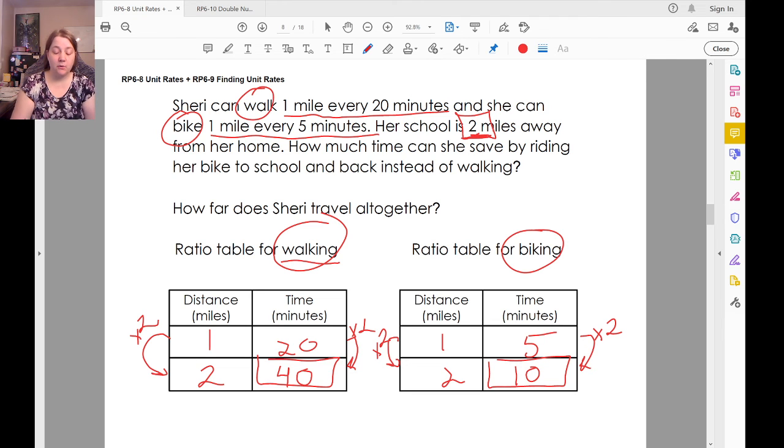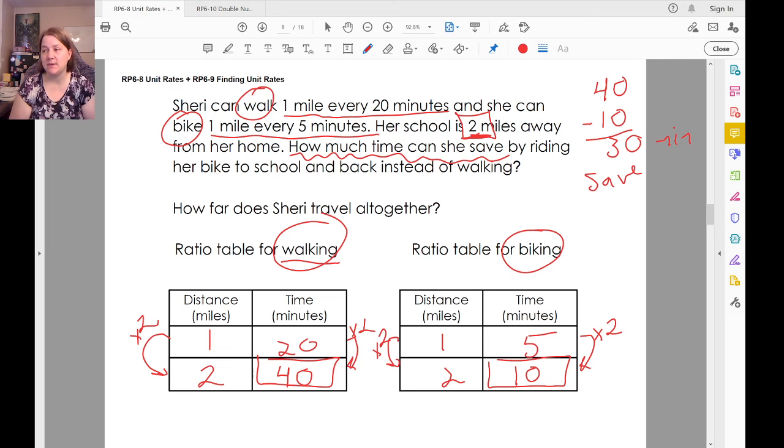Awesome. But the question was, how much time can she save by riding her bike? So let's take that 40 minutes that she would be walking. Anyways, it's only going to take her 10 minutes. So let's take that 10 minutes out. And that would save her 30 minutes. 30 minutes saved. That should say min. Not the point. 30 minutes saved.